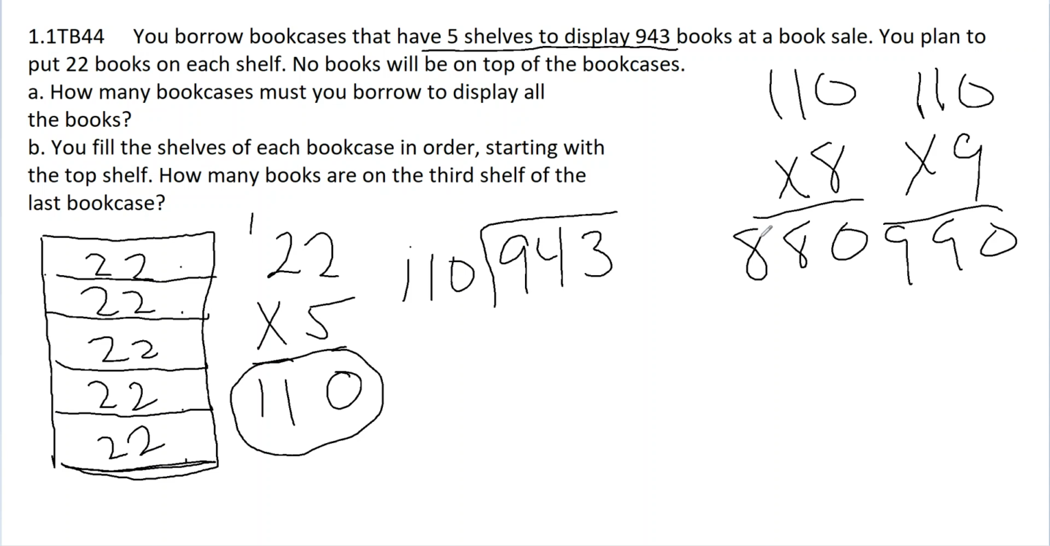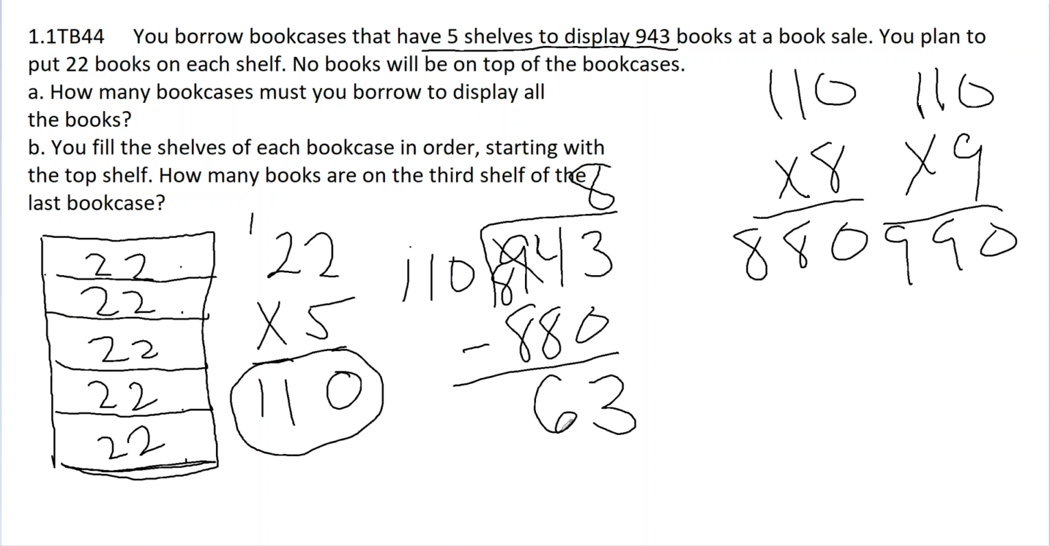So think about that for a second. We need at least 8 bookshelves, maybe more, because if we put 943 books on 8 bookshelves, we end up with some books left over. So let's subtract. 943 minus 880 is 63. So we end up with 63 books left over. That means we need 9 bookshelves in all. So the answer to A is we are going to need 9 bookshelves, but we're not going to fill it up. So the next question was, how many books will be on the third shelf?